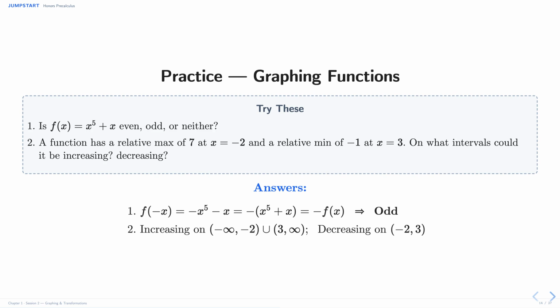Second, consider a function that has a relative maximum of 7 at x equals -2 and a relative minimum of -1 at x equals 3. On what intervals could this function be increasing or decreasing? Remember to think about the behavior around the extrema.